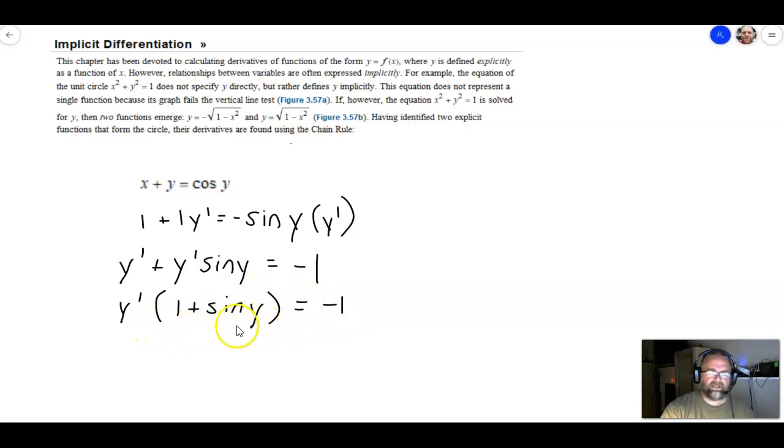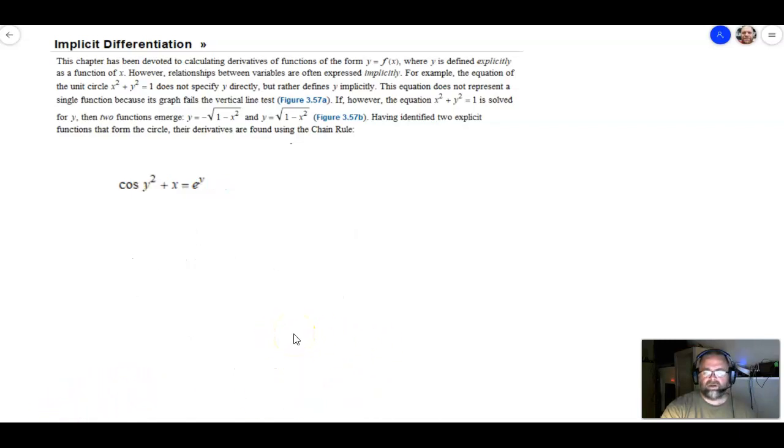And then finally I can just divide both sides by this to solve for y prime. So y prime is equal to negative 1 over 1 plus the sine of y. That's it. All right, let's take a look at another example here.